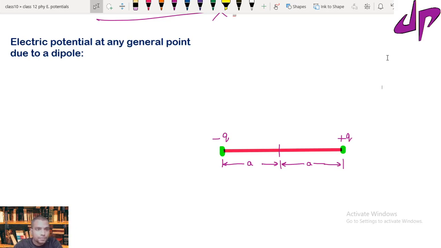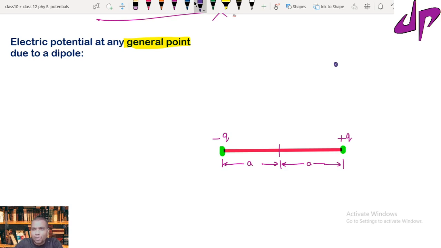Hi guys, let's find an expression for electric potential at any general point due to an electric dipole. In the earlier section we derived the expression for electric potential along the axial point due to an electric dipole and along the equatorial point due to an electric dipole. But in this case, we will consider anywhere, just here.